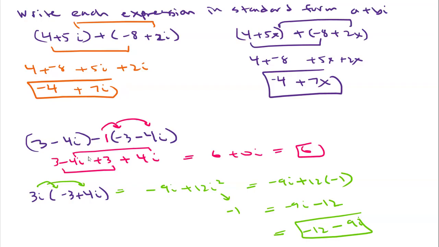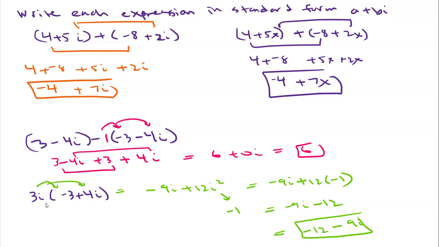Now, let's look at this next example. We have 3 minus 4i minus the quantity -3 minus 4i. So the first thing here is we need to distribute that -1, okay? When we do that, we get a +3 and a +4i. And then we just bring down whatever we have in the front as our expression, which is 3 minus 4i. Then we combine like terms. So 3 plus 3 is 6, -4i plus 4i is going to give us 0i. So 6 plus 0i is 6.